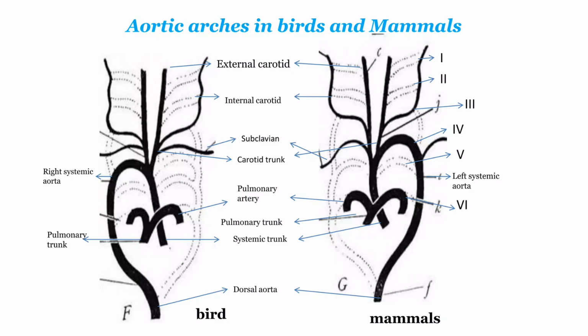The fourth aortic arch of the left side persists as the left systemic aorta. The fourth aortic arch of the right side functions as the right subclavian artery. Ductus caroticus and ductus arteriosus are absent.